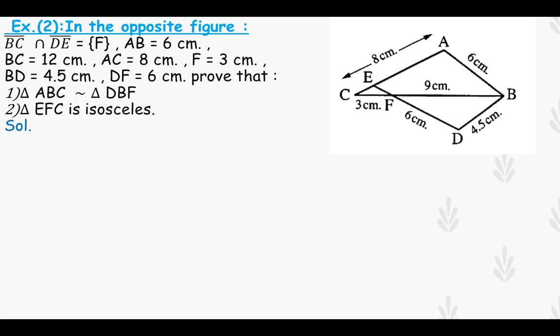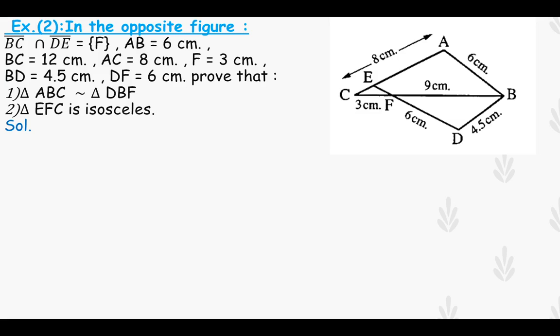By using the same way, first you have to check that all the sides of triangle ABC are known. You know all the sides of triangle ABC: AB equals 6 centimeters, BC will be 9 plus 3 equals 12, and AC is 8 centimeters. And you know all the sides of triangle DBF: BF equals 9, FD equals 6, and DB equals 4.5. So you know all the side lengths of the two triangles.